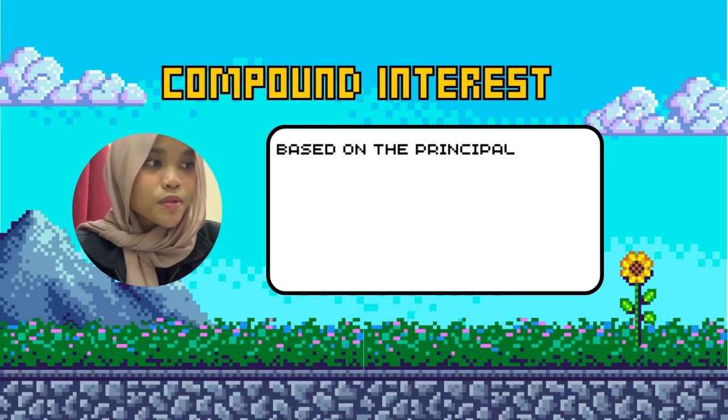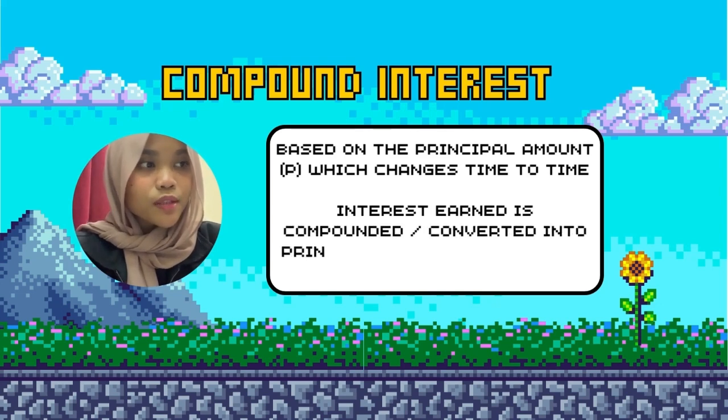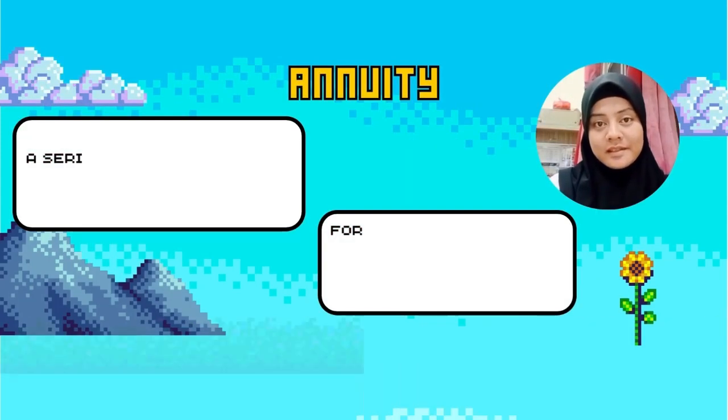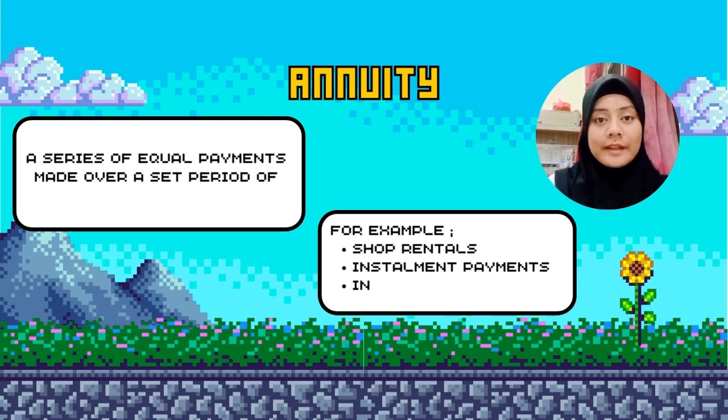Compound interest is based on the principal amount, which is P, which changes from time to time. Interest earned is compounded and converted into principal and earns interest thereafter. Annuity is a series of equal payments made over a set period of time, for example shop rental, installment payment, and insurance policy.